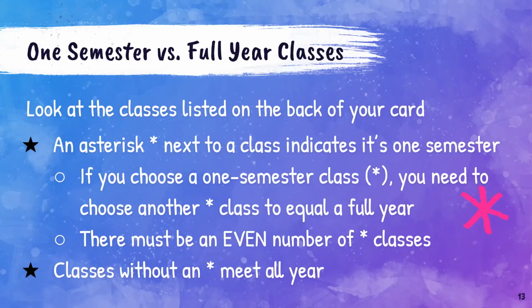One semester versus full year classes: these one semesters are going to have that asterisk. So if you pick one class that has an asterisk, you have to pick a second class that has an asterisk so that you have an even number of asterisk classes. If they don't have an asterisk, then that means that's a full year course.